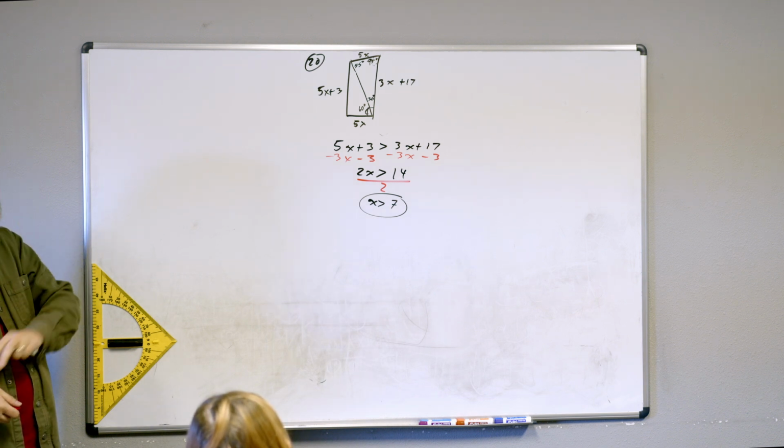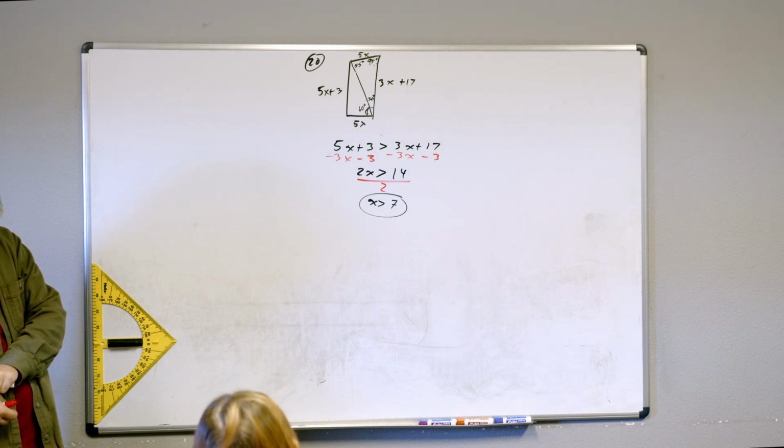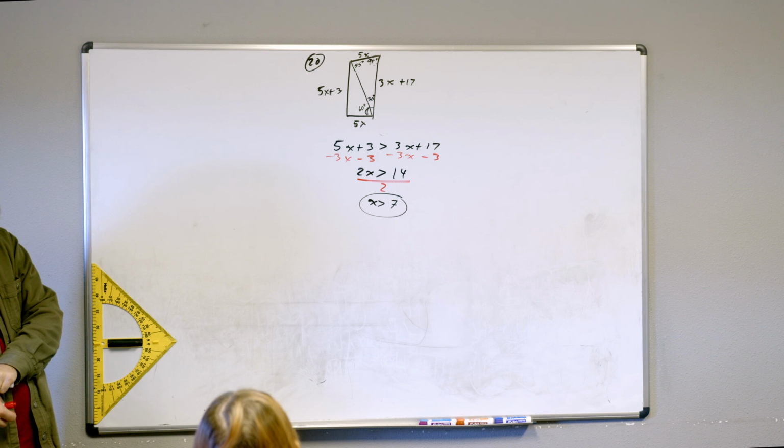It is. Because 3x plus 17 is opposite to 55 degrees, where 5x is opposite to 30 degrees. 5x plus 3 is opposite to 60 degrees. Or 55. Oh, you mean the... Yeah, 55, but it's still larger than 30, so it doesn't matter. Oh, so 5x, not the 5x plus 3. Yeah, 5x was what he was talking about.